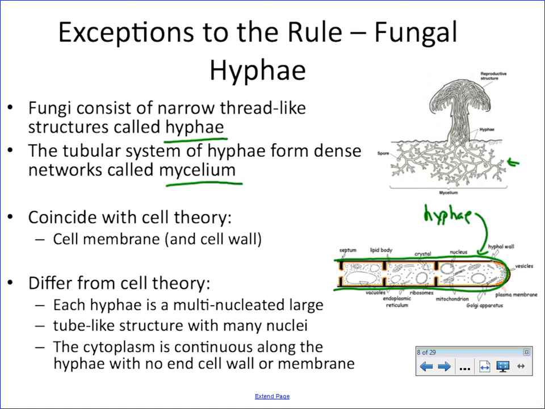Where they differ from cell theory is that each hyphae is a multinucleated, large tube-like structure that contains many nuclei. So each hyphae is going to be an individual cell, and they are very long cells. And they have nuclei that run throughout the entire length of that hyphae. And the cytoplasm is continuous along the hyphae with no end cell wall or membrane. So they have really this continuous cytoplasm that runs the entire length of the hyphae.